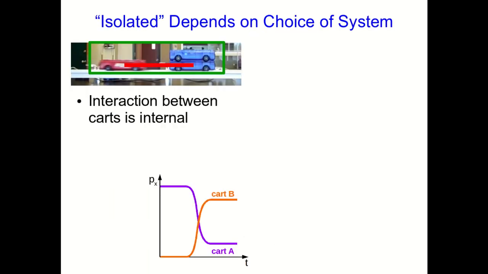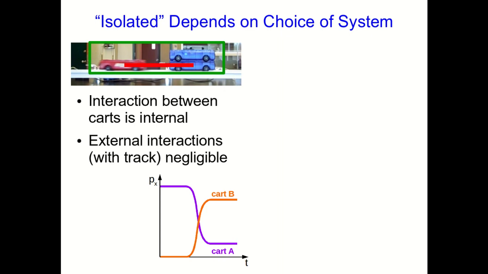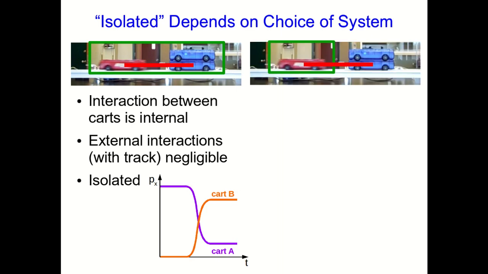Remember that how we choose our system is a choice. So let's think about that choice for the carts. Remember that the interaction between the carts is the only really strong interaction. So if we choose to put both carts in our system, then the only interaction that really matters is an internal one. And so we have an isolated system. We've already seen that in this case, experimentally, the momentum of the system as a whole remains unchanged.